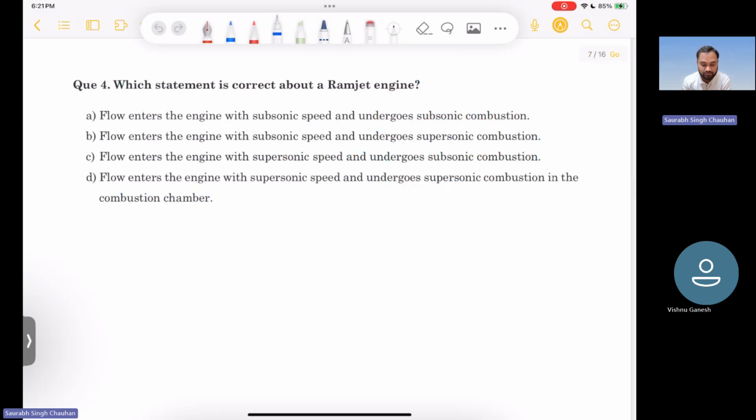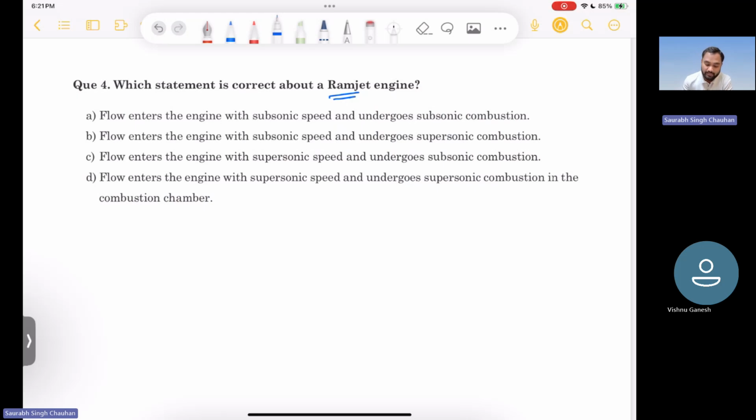Coming to the next question, question number 4. It says, which statement is correct about a ramjet? Now we have a ramjet engine. Option A says the flow enters the engine with subsonic speed and undergoes subsonic combustion. So the question is what we discussed in the previous question, right? Option B says flow enters the engine with subsonic speed and undergoes supersonic combustion, and so on. And the last option says flow enters the engine with supersonic speed and undergoes subsonic combustion in the combustion chamber.